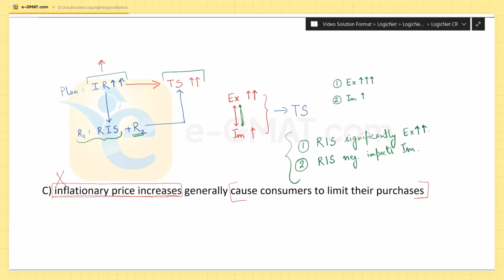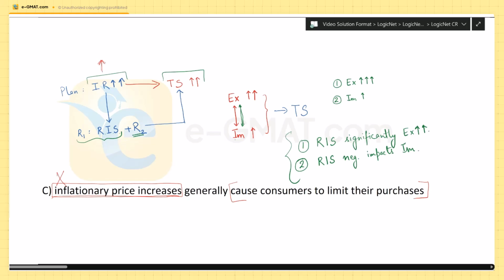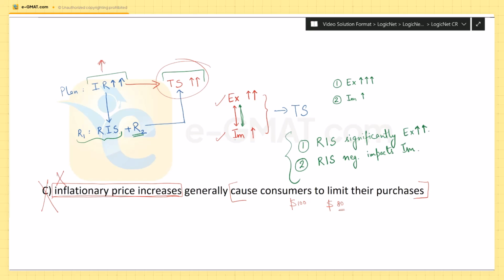Another way to discard this choice: inflationary price increases generally cause consumers to limit their purchases. What does that mean? It means that because of inflationary price increases, if let's say the consumers were purchasing goods worth $100, they are now purchasing goods worth $80. So it does not in any way relate to the increase in exports or imports or the trade surplus. So all the factors discussed in this choice are irrelevant, and therefore this choice is also incorrect. And you can see how the passage understanding helps you evaluate the answer choices very easily.